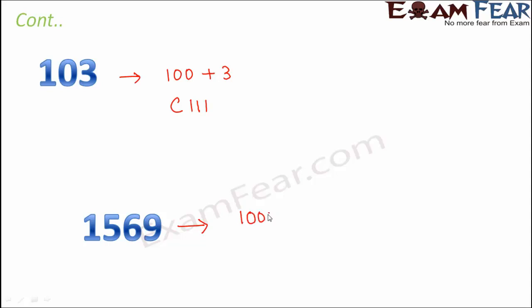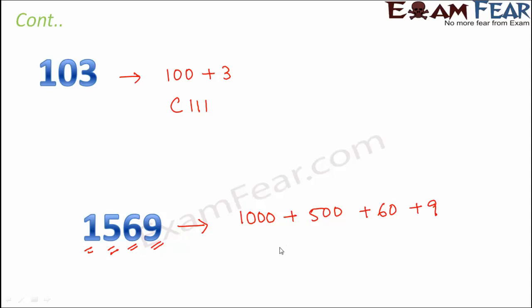1569. This can be written as 1000 plus 500 plus 60 plus 9. What have I actually done? I have actually expanded this number. So 1 is at the thousands place, so 1 is multiplied by 1000. 5 is at the hundreds place, so it is multiplied by 100. 6 is at the tens place, so multiplied by 10. And 9 is at the units place, therefore it is multiplied by 1.